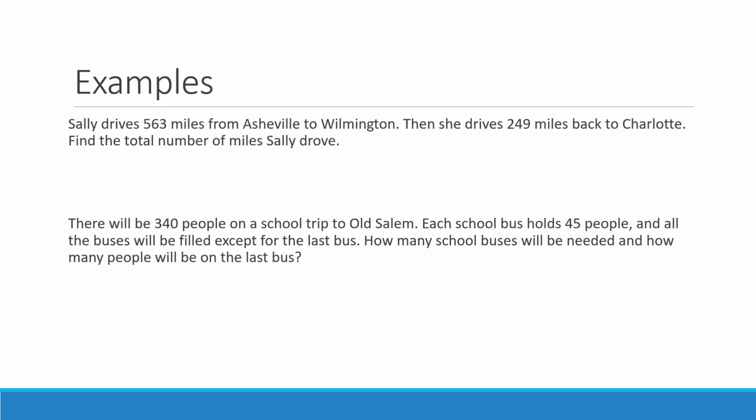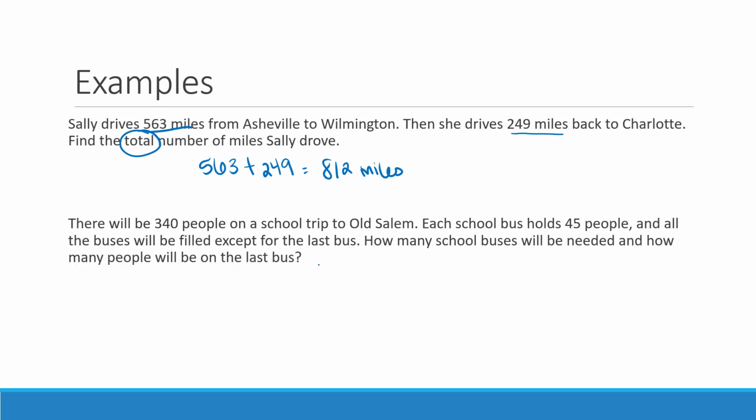All right, let's look at some more examples. Sally drove 563 miles from Asheville to Wilmington, and then she drove 249 miles back to Charlotte. Find the total number of miles that Sally drove. Again, keyword here, total. Looking at your chart, total means to add. So I'm going to add 563 plus 249. Again, breaks my heart to say, but I would probably use your calculator for this. Add those together, and Sally drove a total of 812 miles.